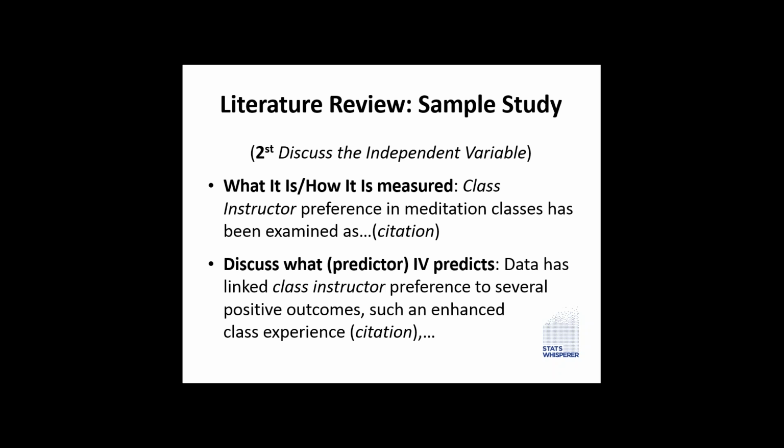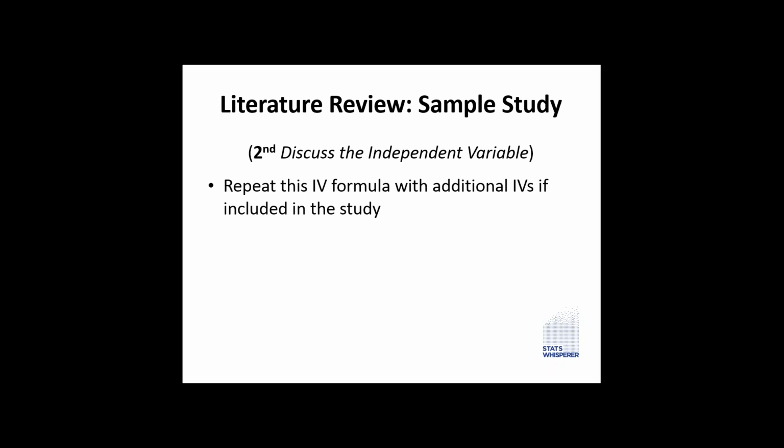Second, we're discussing the independent variable. Again, what it is, how it's measured. So if it's class instructor preference, that's what we found, we say how that has been measured. Then we discuss how traits, class instructor preferences, have influenced attendance. Many times, in a situation like this, you might imagine there's not a whole lot of literature. But there are studies that relate on a quasi level that suggest these relationships, although it might not be exactly what we're looking at. And that's the thing to include if you don't have a lot of definitive literature. And then, of course, if we have multiple independent variables like we do, we just repeat this process with a second independent variable.